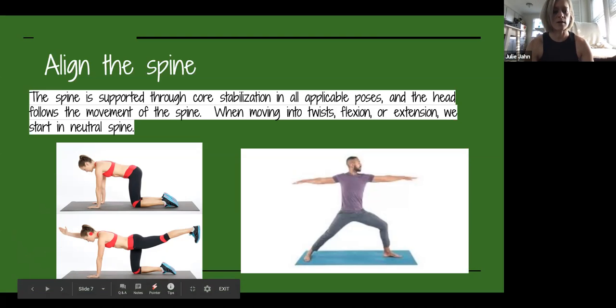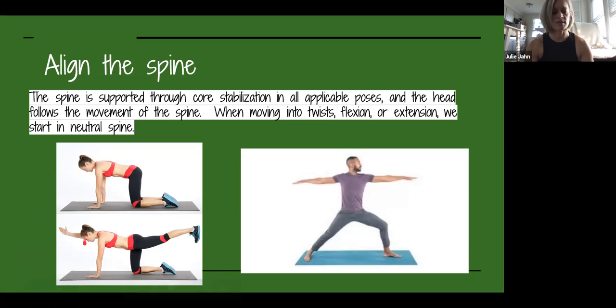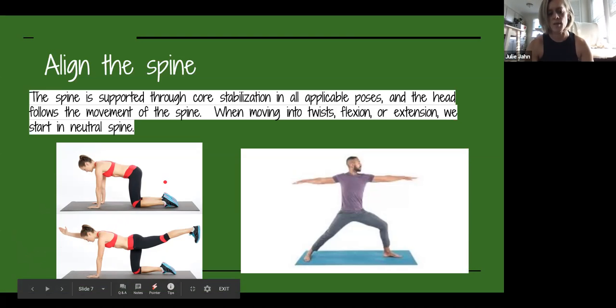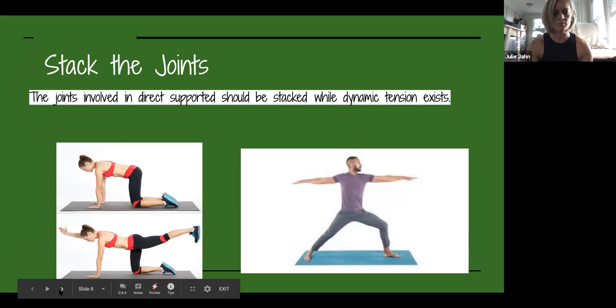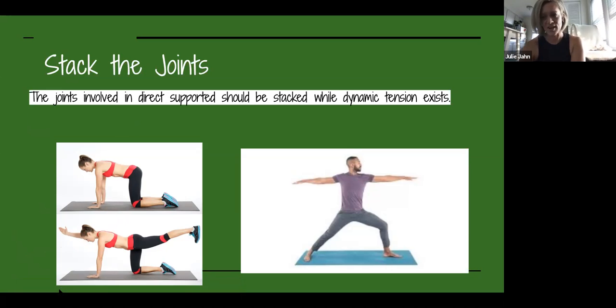So if the spine is going this way, top of the head has to go this way. If the spine, say it's a downward facing dog, is going up, the head is going to be down in that space as well. And we're going to go through stack the joints too. So stacking the joints, I mentioned that earlier with base, but extremely important.